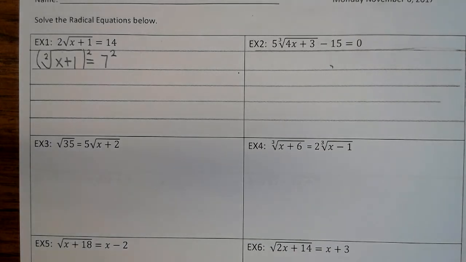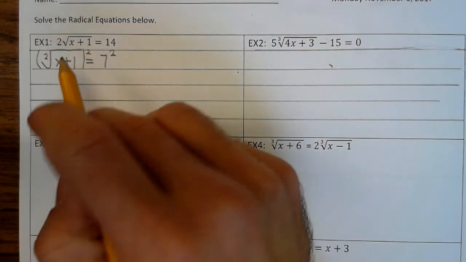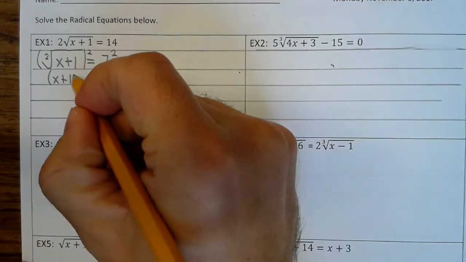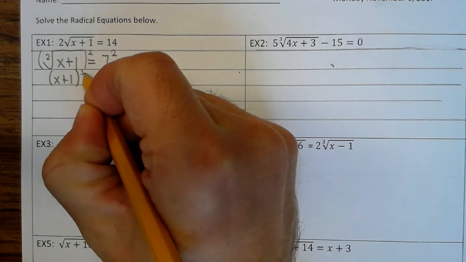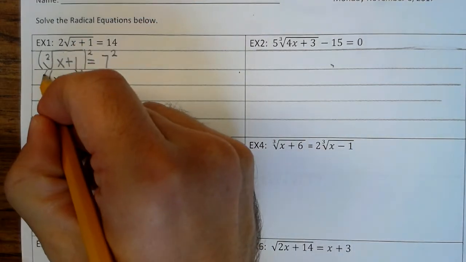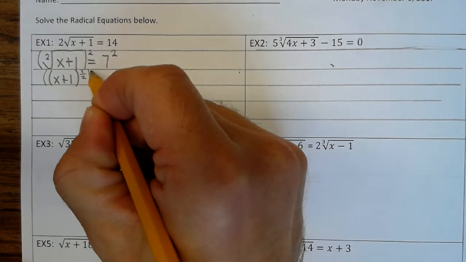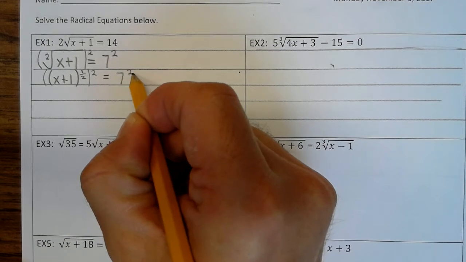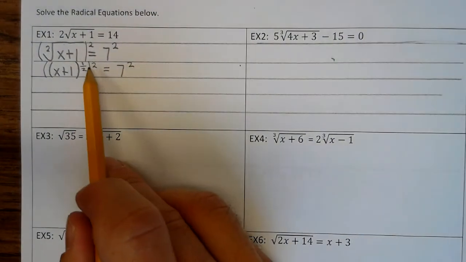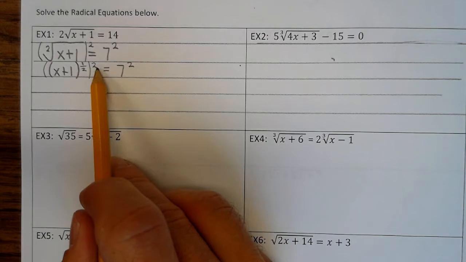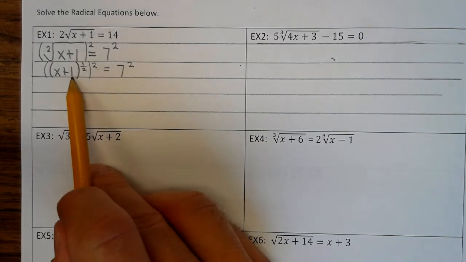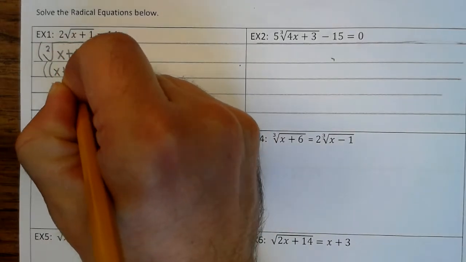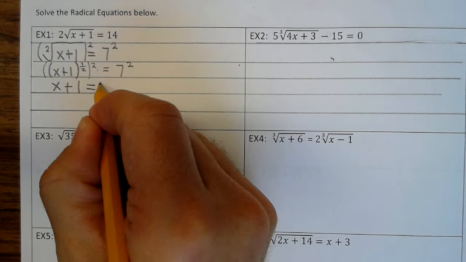All right. So when we say the square root of x plus 1, that's the same as x plus 1 raised to the 1/2. So when we square that, we're really multiplying the 1/2 by 2. Well, 1/2 times 2 is 2 divided by 2. 2 divided by 2 is 1. X plus 1 raised to the power of 1 is just x plus 1. And then 7 squared is 49.